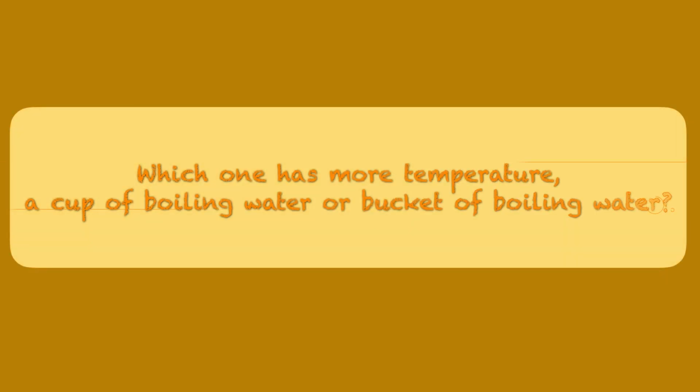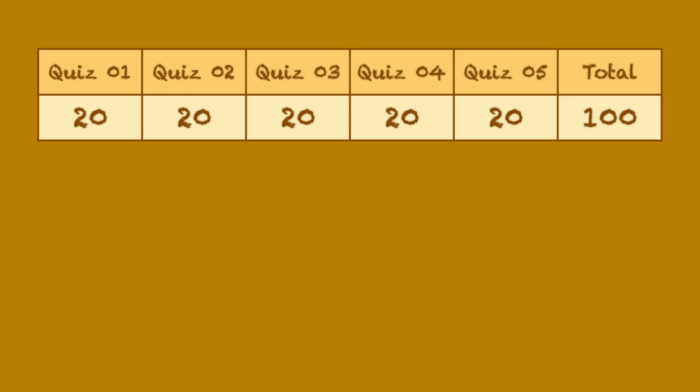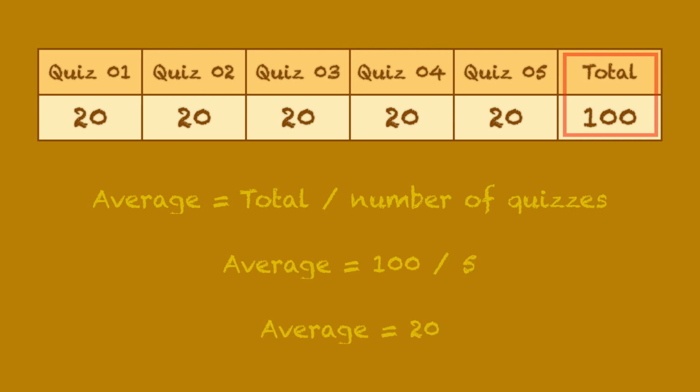Let's think together. Which one has more temperature? A cup of boiling water or a bucket of boiling water? In order to know the answer, let's do some math. If you took 5 quizzes and you got the full mark, 20 out of 20, on each, what will be your marks average? In order to know, you'll add all the marks and divide them by the number of quizzes. In this case, the sum of all the marks is equal to 100. In order to find the average, you'll divide 100 by 5, which is the number of quizzes. So, the average will be 20.